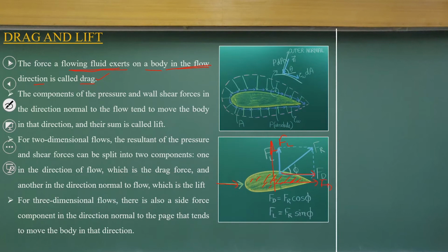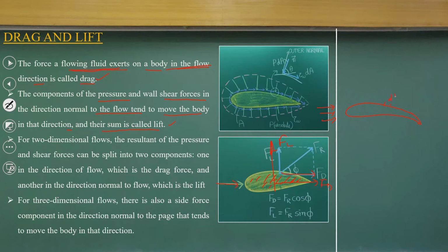So, as you know, how the boundary layer formations happen, how the flow separations happen, all we discussed in the class on boundary layers. The components of the pressures and the wall stress in the direction normal to the flow tend to move the body in that direction. Their sum is called the lift. Now, if you look at these cases, if I consider an aerofoil, and I have the free stream velocity coming like this, there will be boundary layer formations and a pressure difference will be generated.